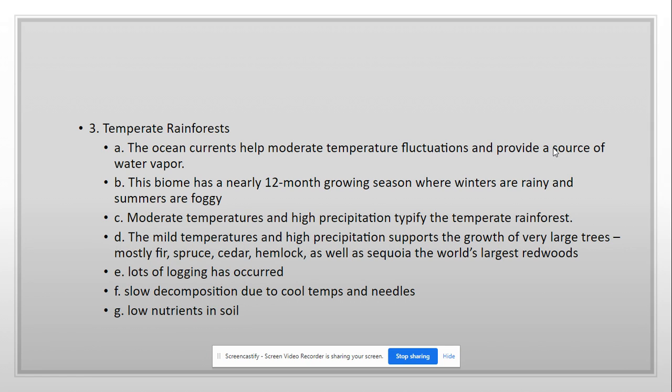Those mild temperatures and high rainfall help to support the growth of very large trees in this area, which is why we see things like firs, spruces, cedar, hemlock, or even the sequoia trees, which we know are found in the world's largest redwoods in California. Lots of logging also occurs in this biome. Once again, it has slow decomposition due to its cold temperatures and needles, and a little bit lower nutrients in the soil.